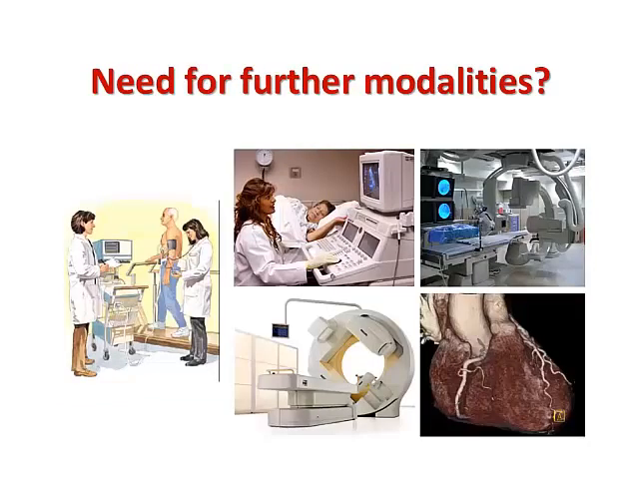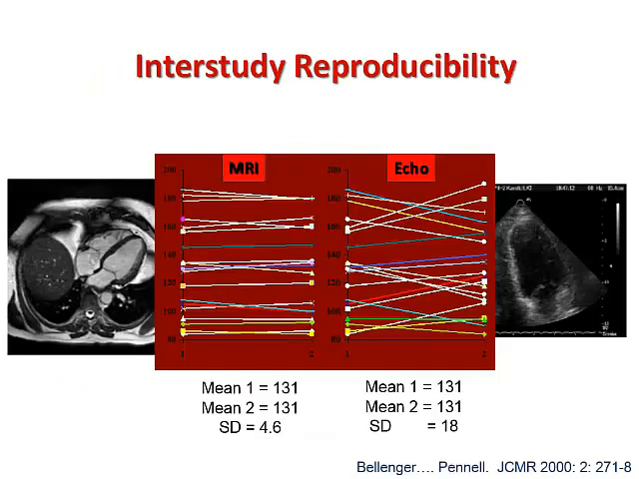So the question is, do we need, in addition to all of these excellent imaging modalities that we have in cardiology, cardiac MRI? We have echocardiography, 2D, 3D echocardiography, we have invasive angiography, we have SPECT, we have cardiac CT. The advantage of MRI is the interstudy reproducibility. If we perform MRI, the interstudy reproducibility is relatively low compared with echocardiography.